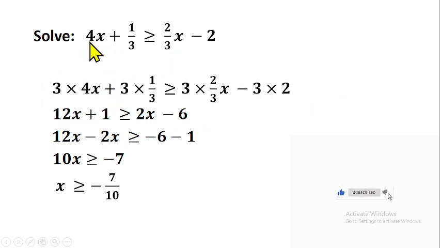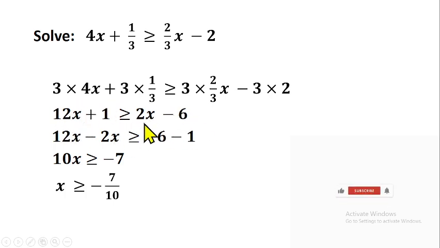So when I multiply this one by 3, I have 3 times 4x plus, I'll multiply this one by 3 as well, 3 times 1 over 3, greater than or equals to, I'll multiply this one by 3, 3 times 2 over 3x minus, I'll multiply this one by 3, 3 times 2. Then 3 times 4x will give us 12x plus, 3 cancels 3 here, you have 1 left, plus 1 greater than or equals to, 3 cancels 3 here, we have 2x left, minus 3 times 2 will give us what? 6.